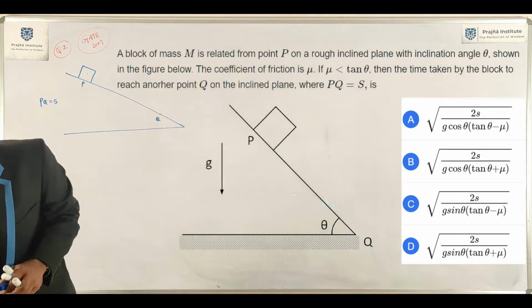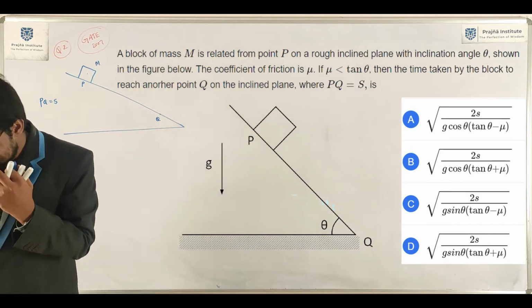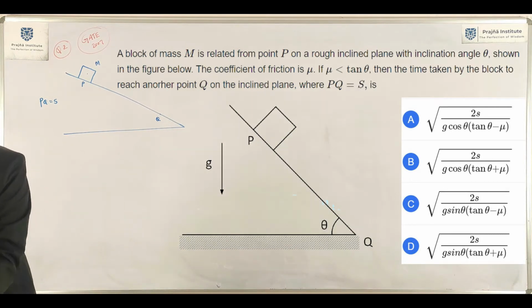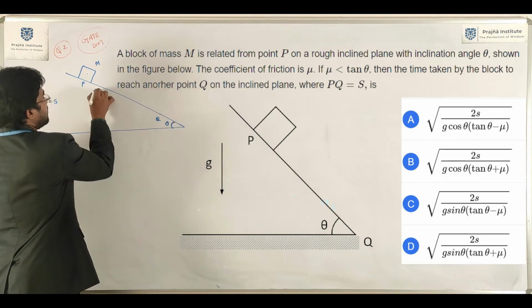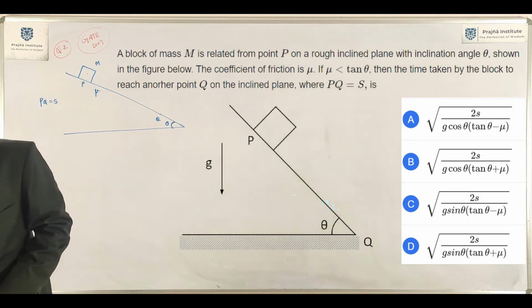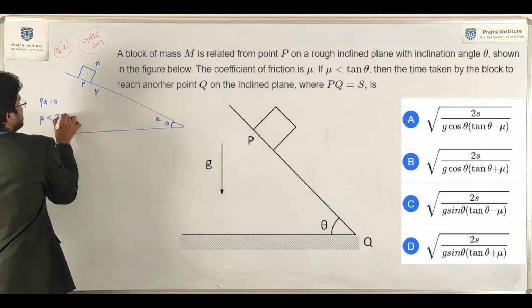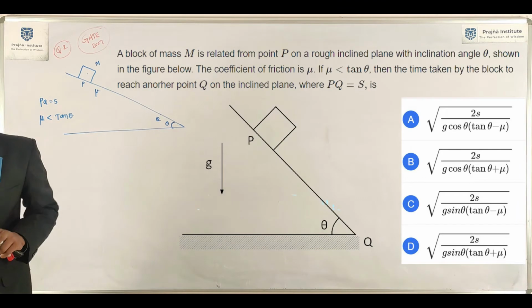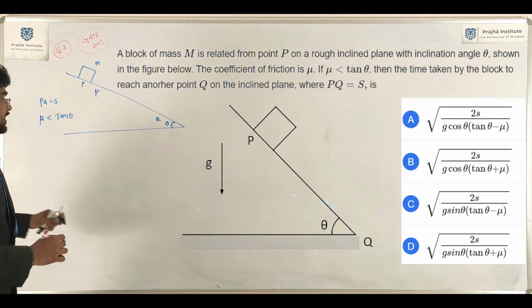What is given? A block of mass M is released from the point P on a rough inclined plane with inclination theta as shown in the figure. Coefficient of friction is mu. It is a rough inclined plane. Mu is less than tan theta, which is also given in the question. And then the time taken by the block to reach another point Q on the inclined plane.